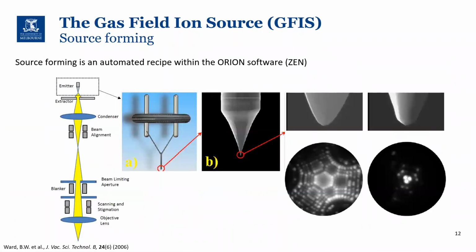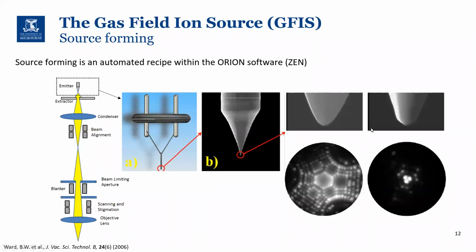But how do we get that very, very sharp tip? We start with a single crystal tungsten tip that has been FIB milled to a point. But as we've discussed, even though that's incredibly sharp, it still has a round end form. So our emission pattern would look something like this.